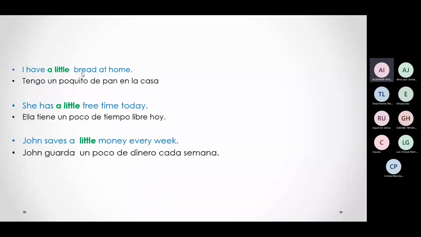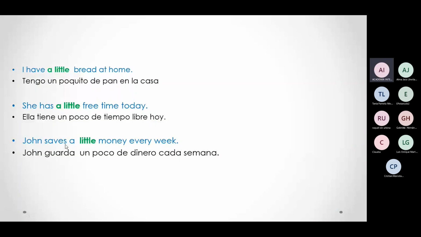John saves a little money every week. What do you think if I say John saves a few money every week? Is that correct? No, right? Why? Money es incontable, a menos que diga la cantidad de dinero. Yeah, that's correct. Very good. Money is uncountable. We can say John saves a few dollars. Yeah, that's correct. Something very important.